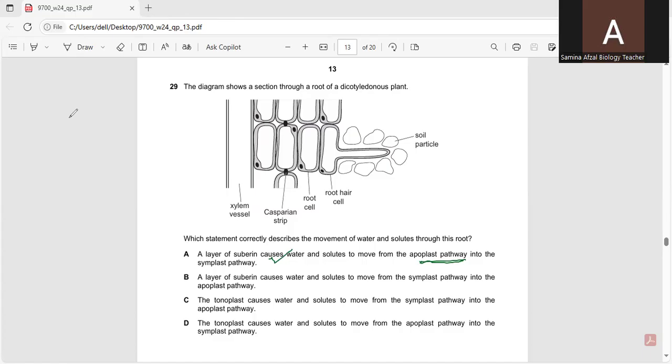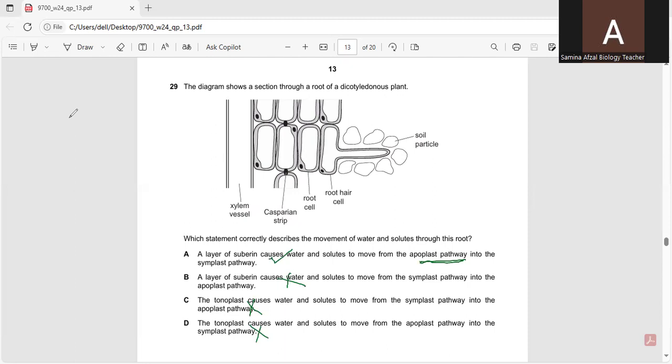Option B: a layer of suberin causes water and solutes to move from the symplast pathway into the apoplast pathway. It is the opposite of the first statement, so it is not correct. The third statement, water moving from the symplast pathway into the apoplast, will not cause this either. So C and D are not the correct options.